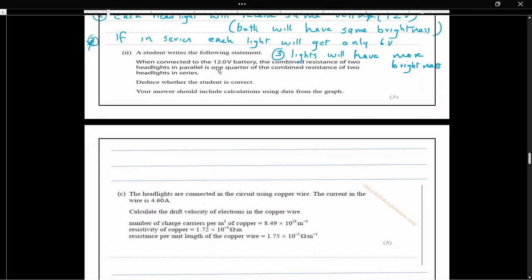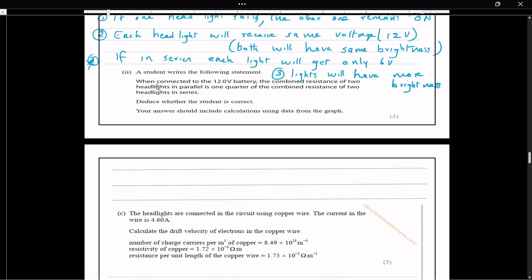Now let us move on to the next part of the question. A student writes the following statement: when connected to the 12-volt battery, the combined resistance of the two headlights in parallel is 1/4 of the combined resistance of the two headlights in series. Deduce whether the student is right or wrong. Your answer should include calculations using data from the graph.